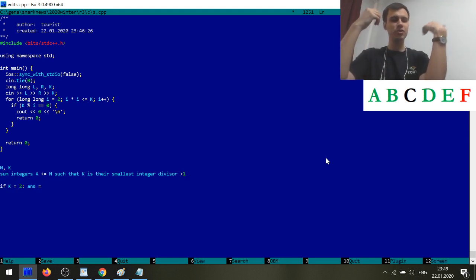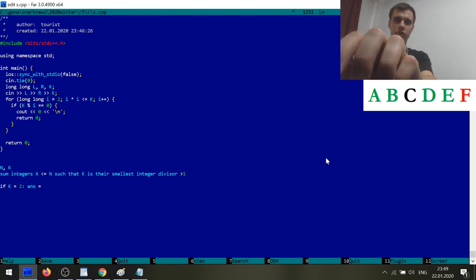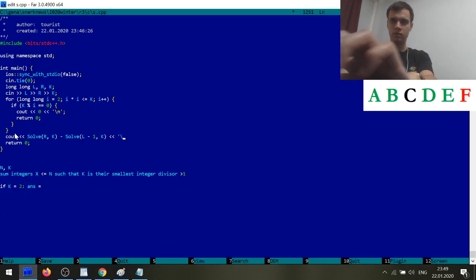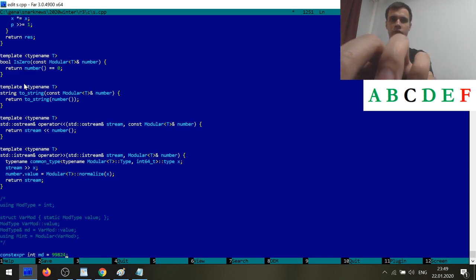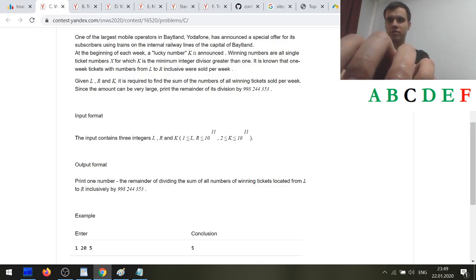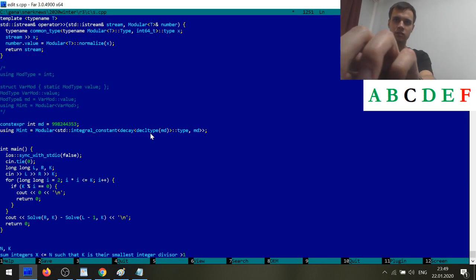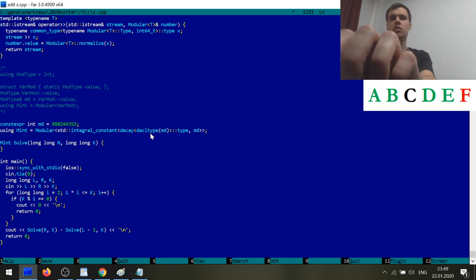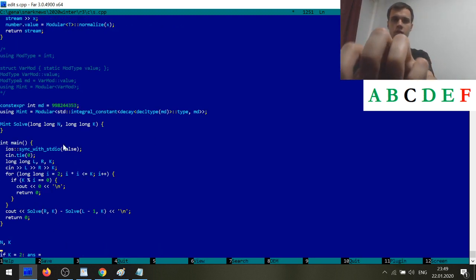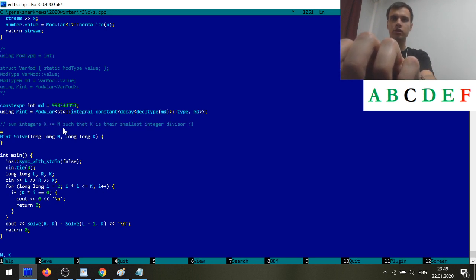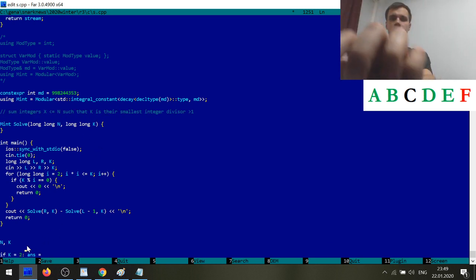So that's the problem. That's what I will be solving, okay? So I will output solve r k minus solve l minus 1 k, okay? And then I also can use the modular integer because I have to output the answer modulo something. And then I have this function which outputs the sum of integers such that k is their smallest integer divisor.